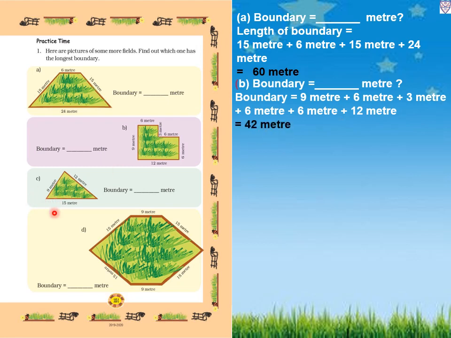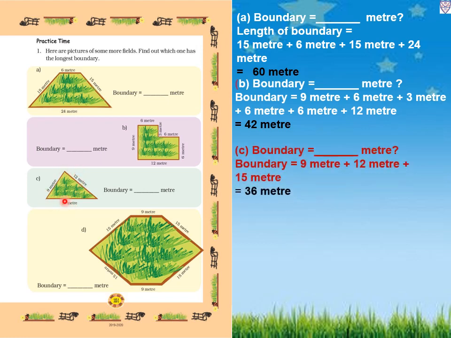Now see, a triangle shape figure is given. So we have to add all. So we will add 9 meter, 12 meter and 15 meter. So 9 plus 12, 21. 21 plus 15, that is 36 meter.